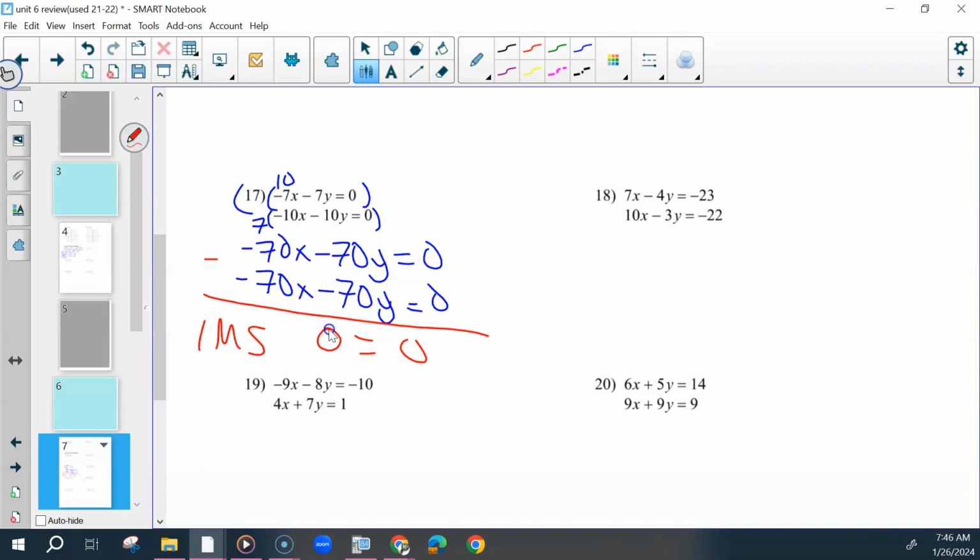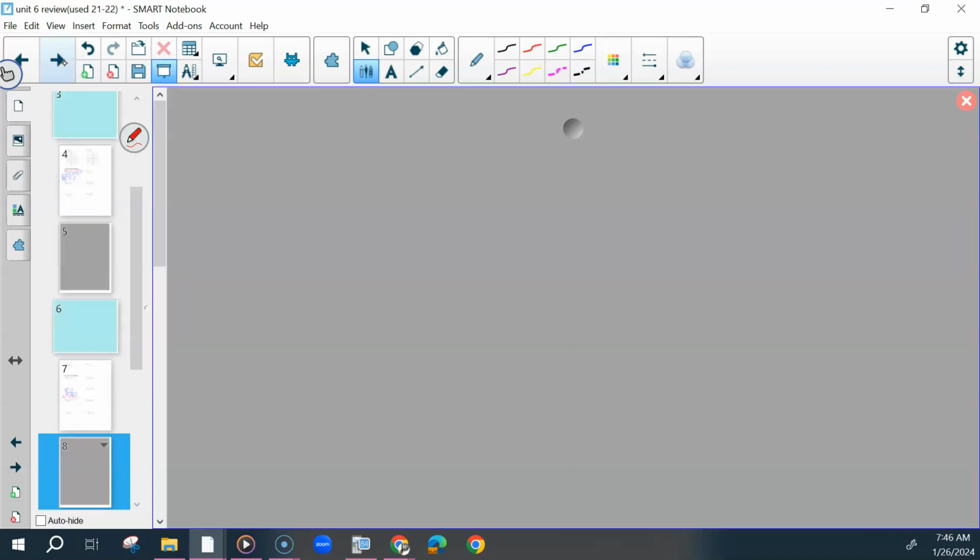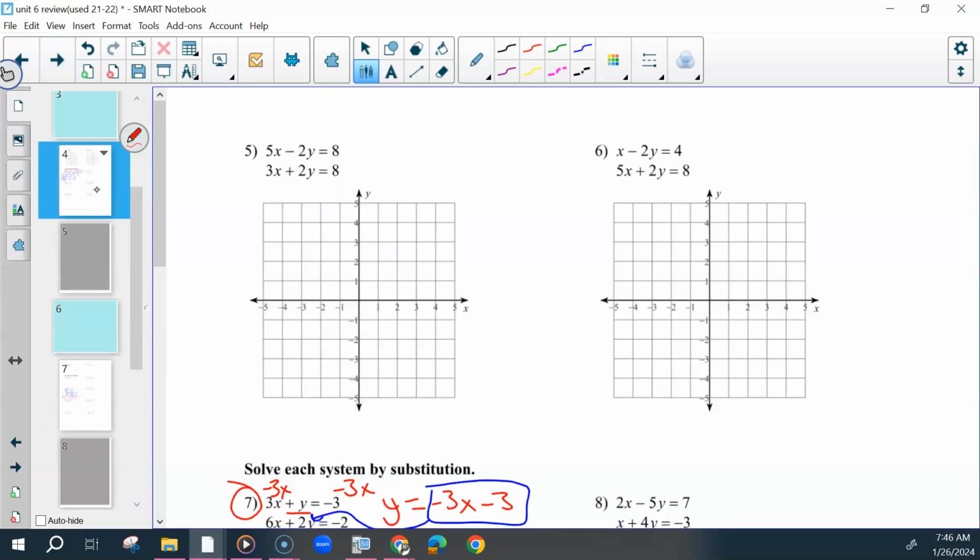Other questions in elimination? Questions in word problems? I think we did a lot of them. We did a lot of word problems this week. It's my living room. Yes, let's go back and do 10.